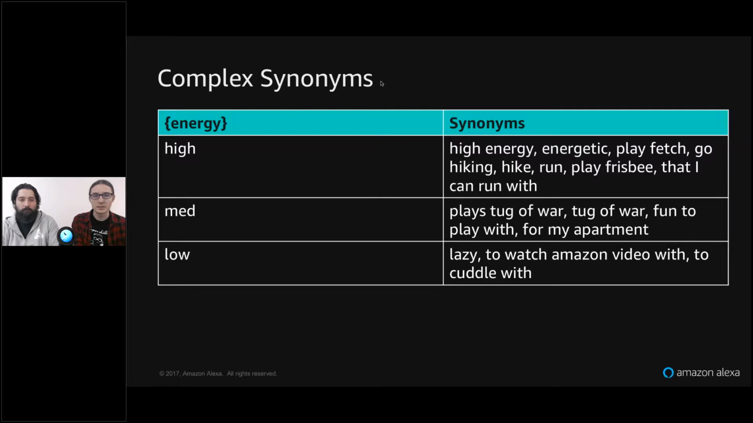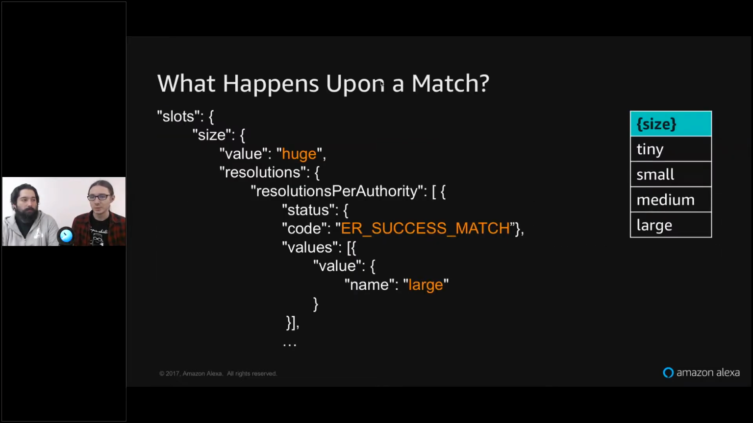So let's talk about what happens when we do get a match. We have our JSON, a little snippet of a larger JSON object. What we're referencing here is the size slot. There's a slot array with every slot we had at that point in the conversation, and the slot itself has an object called size, the name of the slot we're working with at that point. You see that it's got a value. The value is huge. That's what the user said, right?